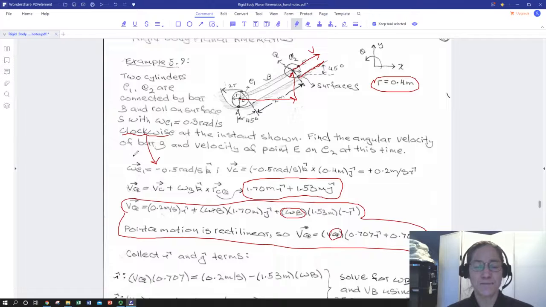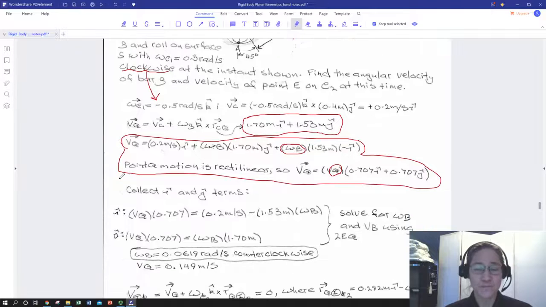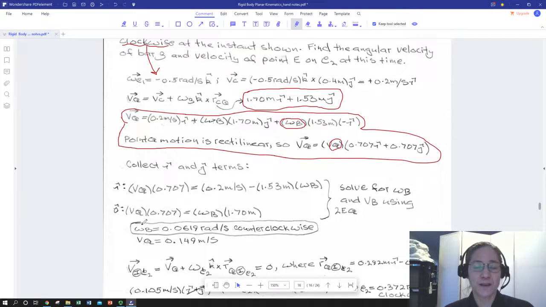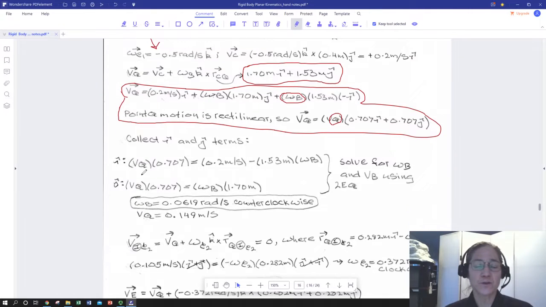So what was key? Lots of key. We're combining a lot of the characteristics of conditions of rolling. We've used the invariant point to get our center point rotation. We've used the fact that a center point of a rolling wheel follows rectilinear motion, so that gave us our direction for VQ. And we've used again and again our relationship between 2 points, velocity of 2 points on a rigid body. Okay, so this will end up giving us angular velocity of our bar and velocity of our point Q, which were two things we wanted.